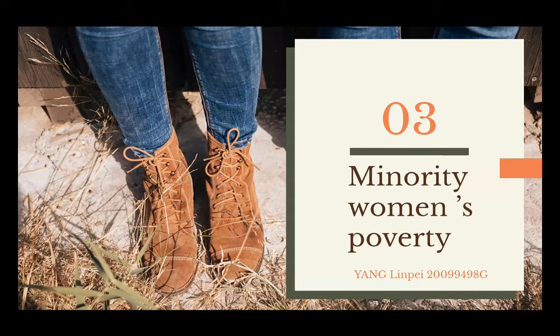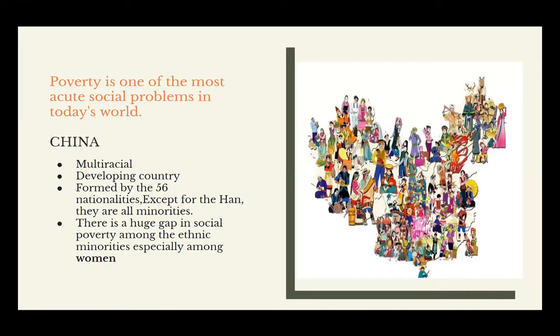My part is minority women's poverty. Poverty is one of the most acute social problems in today's world. China is a multi-ethnic developing country composed of 56 ethnic groups, and all except the Han are minorities. Among the 55 ethnic minority groups, a serious social anomaly has emerged, namely a large gap in social poverty. And the proportion of women in this part of the population in poverty is increasing. With the development of society, the goal of building a well-off society in an all-around way is also being realized, and solving the problem of poverty has become the key.